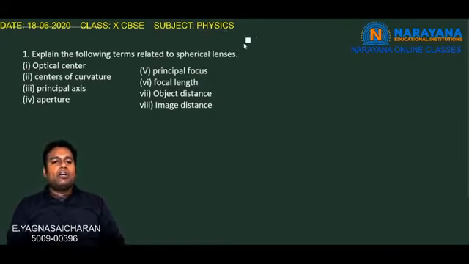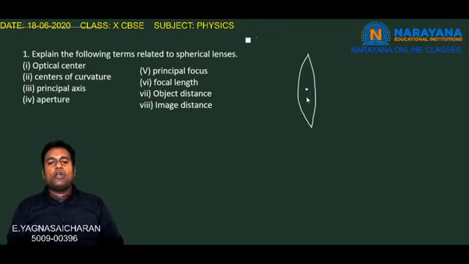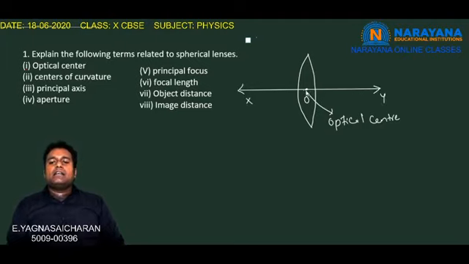Here it is optical center. So let us see what this optical center is. Whenever we consider a convex lens, the center of this lens, or the geometric center of this lens, is called the optical center O. Through this optical center, the reference line, the principal axis, will pass. The point of intersection of the principal axis and the geometrical center of the lens is known as optical center.